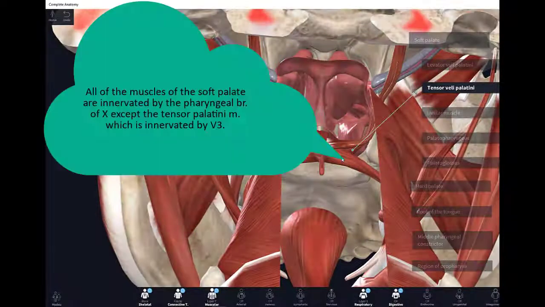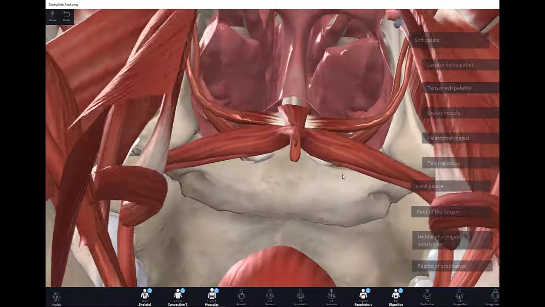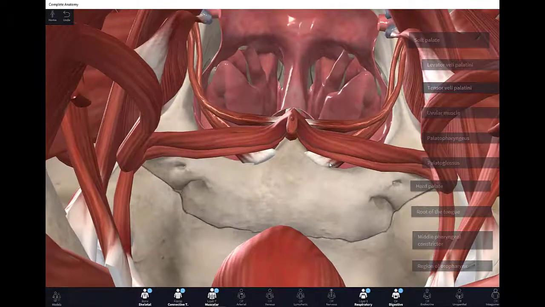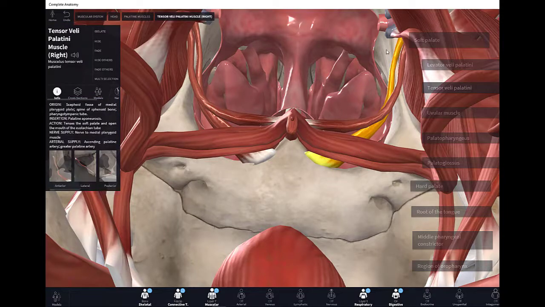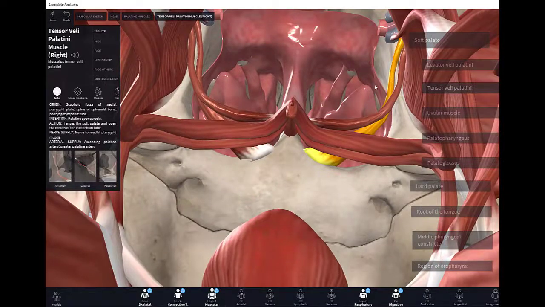Of special note is the tensor veli palatini, at least in my opinion and in my book, so to say, because it has an interesting course. So if I look at the tensor veli palatini, not only is it interesting because it's innervated via V3, where all the others are innervated via the pharyngeal plexus of nerves via the vagus nerve, this one actually is pretty cool, if I may say so myself, because it has a triangular belly. Maybe I can isolate it for us.